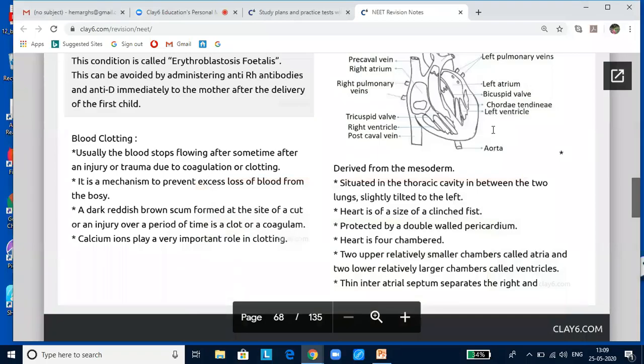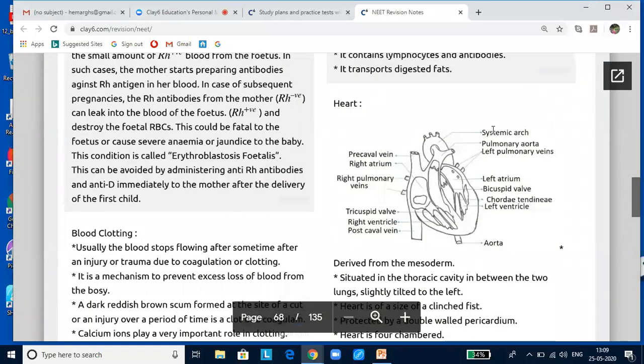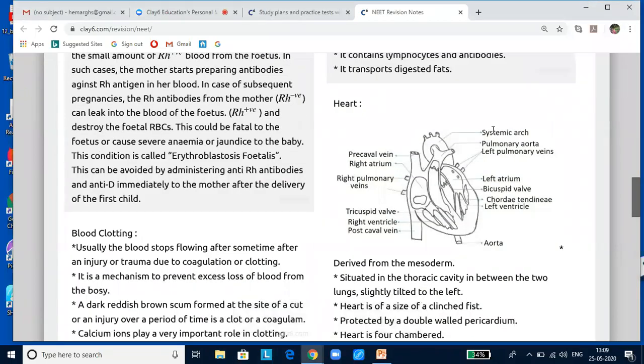Now let us look at the structure of the human heart. This is very, very important. You need to learn all the parts properly so that whatever they ask you to identify or associate with a function, you should be able to do it. The human heart is a thick, muscular, automatic, pulsating and contractile organ. It is four-chambered: it has two atria or auricles, which are the upper chambers, and two ventricles, the lower chambers.